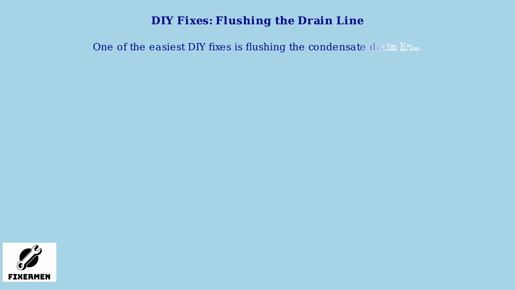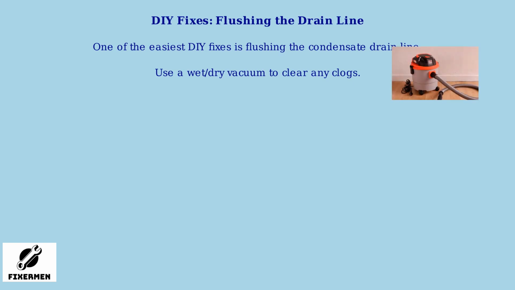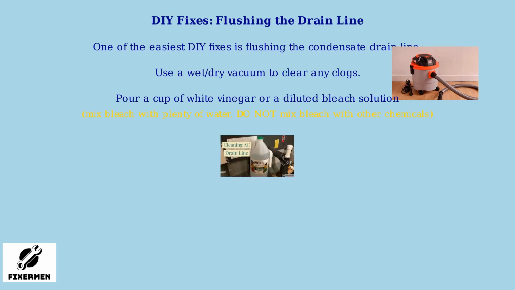One of the easiest DIY fixes for musty smells in your American Standard AC is flushing the condensate drain line. Start by using a wet-dry vacuum to clear any clogs that might be blocking the line. Then, pour a cup of white vinegar or a diluted bleach solution down the drain line to kill mold and mildew. Remember to mix bleach with plenty of water and never mix bleach with other chemicals.